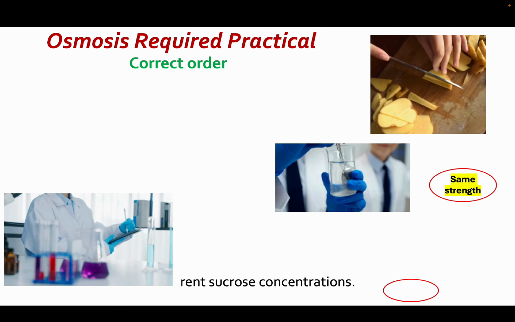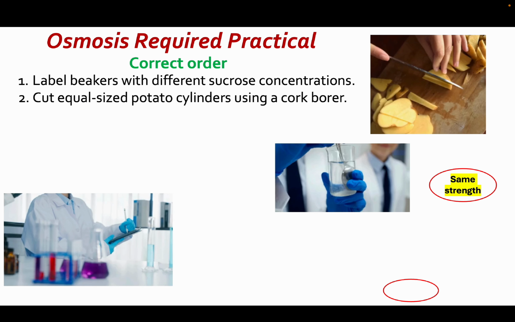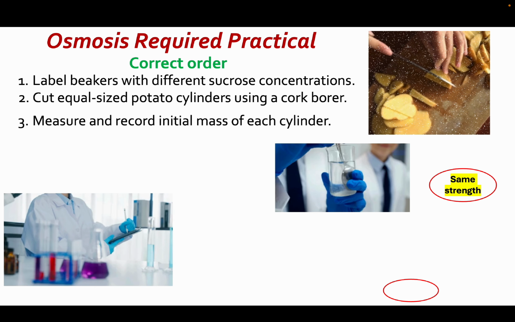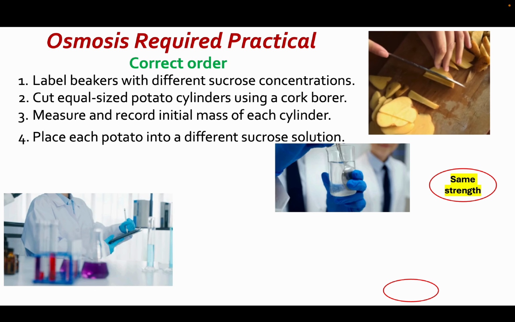The first step is you label the beakers with different sugar concentrations. Your concentrations can range from 0 to 0.2, 0.4, all the way up to 1. Second is you cut equal sized potato cylinders using a cork borer. Then you measure and record the initial mass of each cylinder.